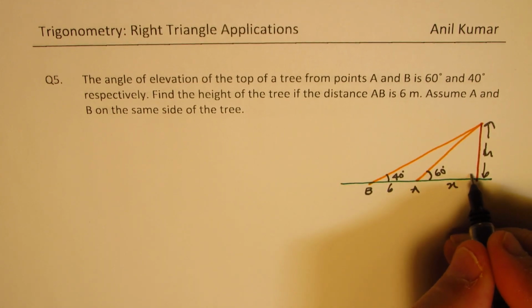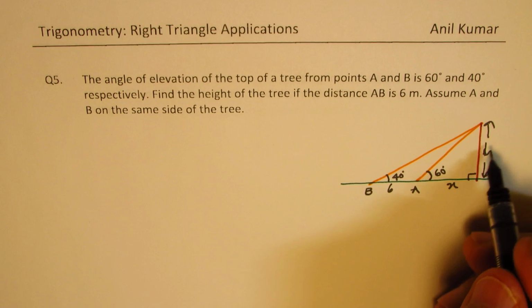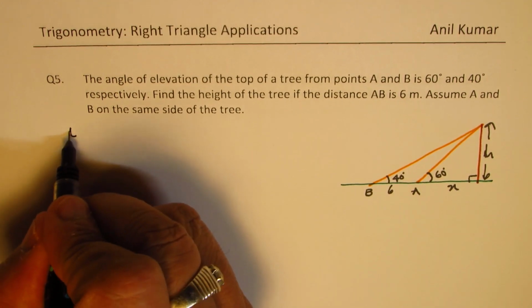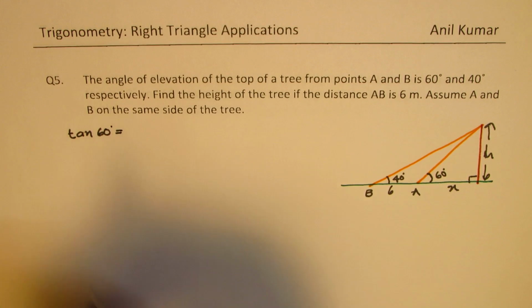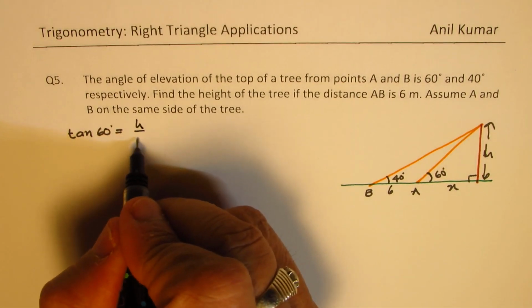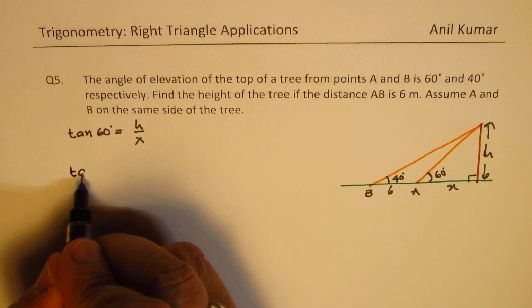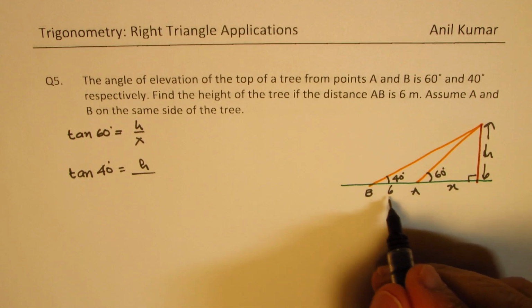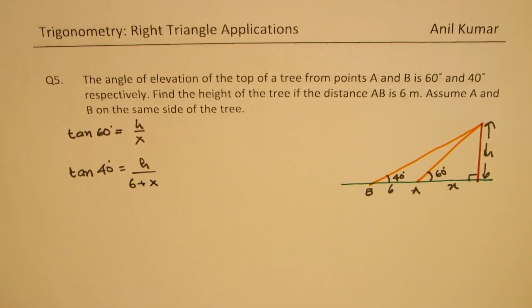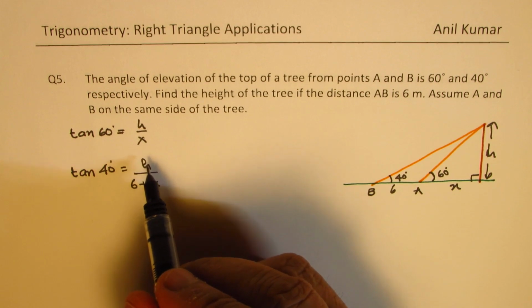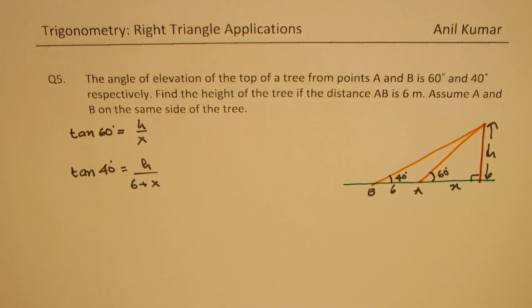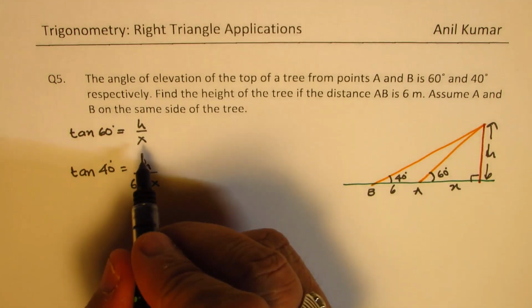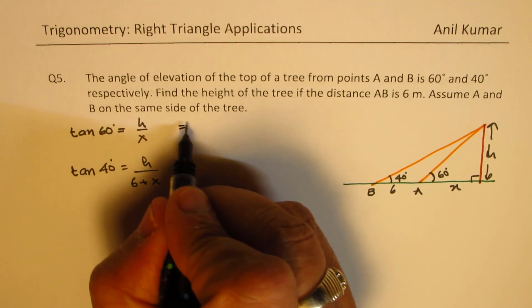Okay. Now again, we're interested in opposite and adjacent. We are going to use the tan ratio. So we know tan of 60 degrees is equal to height over x, and tan of 40 degrees is what? Height over 6 plus x. We need to find the height, right? So to find the height, we can just isolate and then figure out the answer.